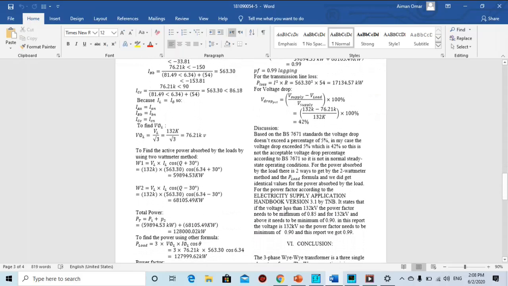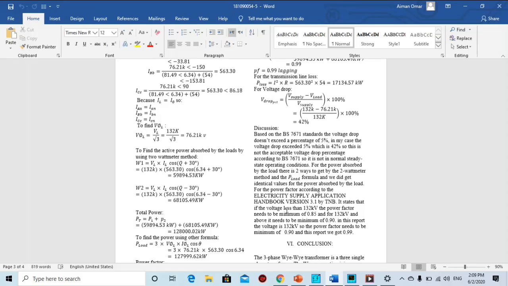Based on the PS7671 standards, the voltage drop doesn't exceed a percentage of 5%. In my case, the voltage drop exceeded 5%, which is 42, so this is not an acceptable voltage drop percentage according to PS7671, so it is not in a normal steady state operating condition. For the power absorbed by the load, there are two ways to get it, the two wattmeter method and the load formula, and we did get identical values for the power absorbed by the load.